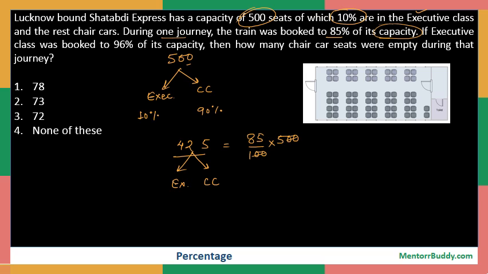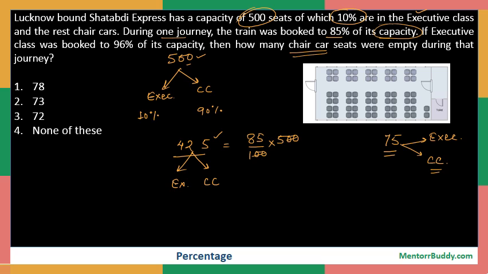So far I have got to know that out of 500 seats, 425 seats were booked. So how many were vacant? Clearly we can see that 75 seats were vacant. But the question is asking us how many chair car seats are empty. These 75 seats are both executive as well as chair car. So we need to figure out how many chair car seats are empty.